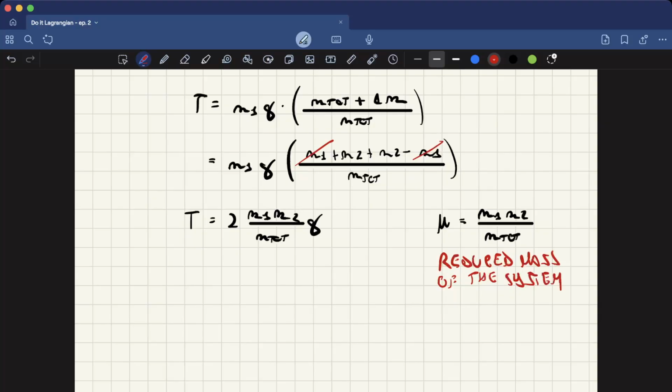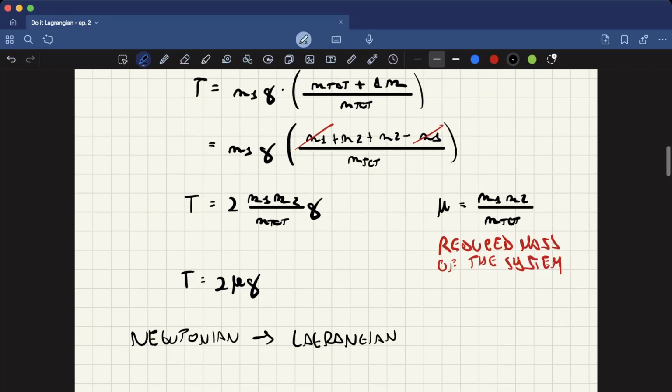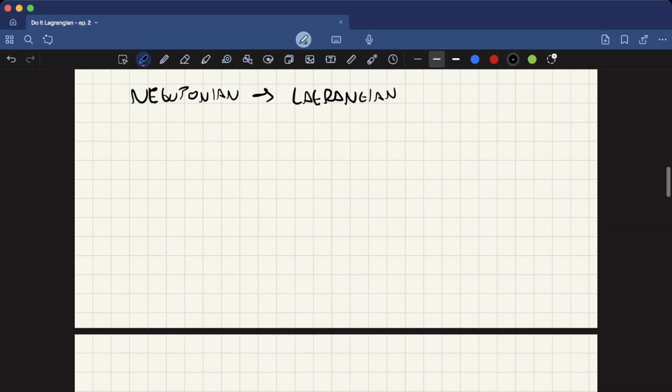Okay, so we can write our tension as T equal 2 times mu times g, and this is a very elegant result. So this is for Newtonian mechanics. So now we want to go from Newtonian to Lagrangian. Okay, and we have to define the Lagrangian of our system.